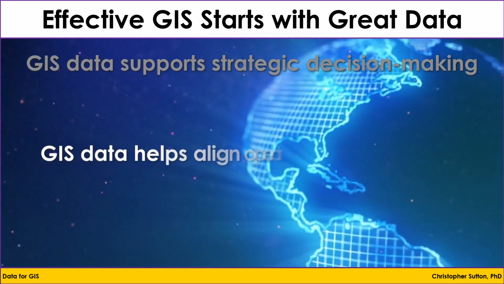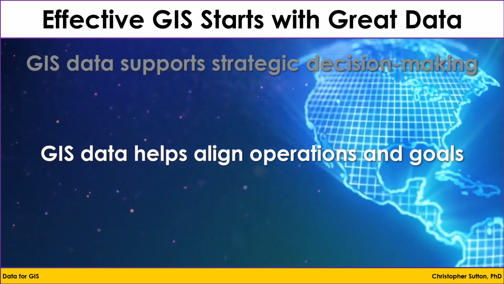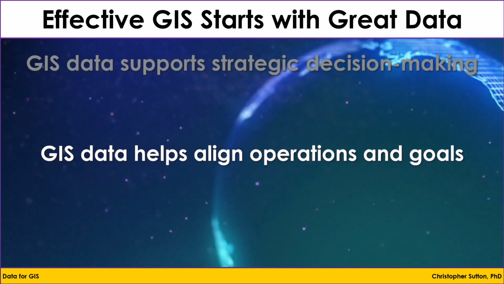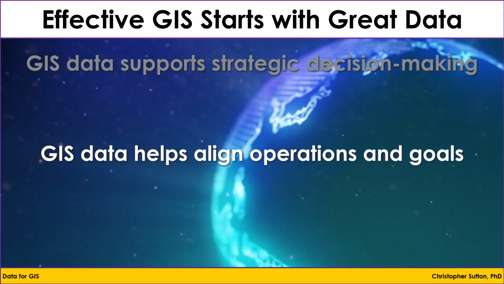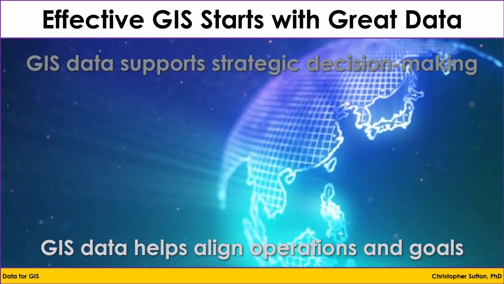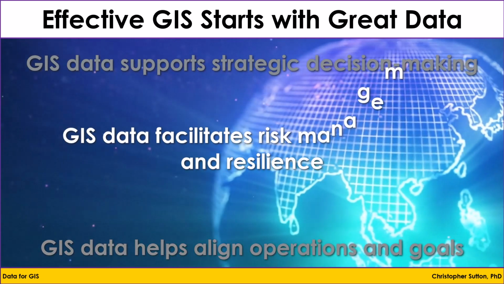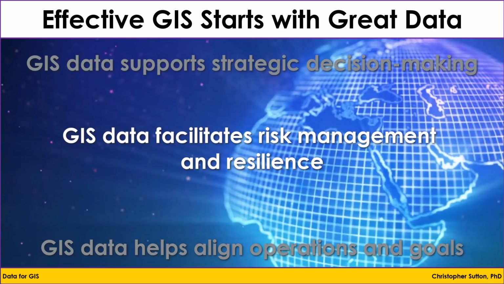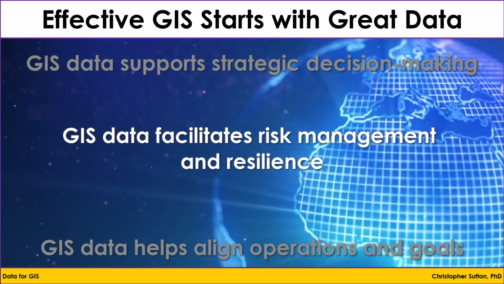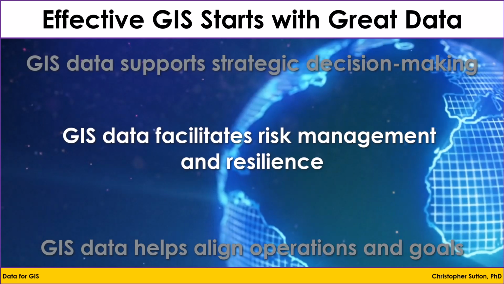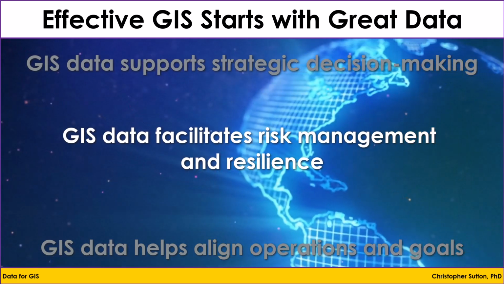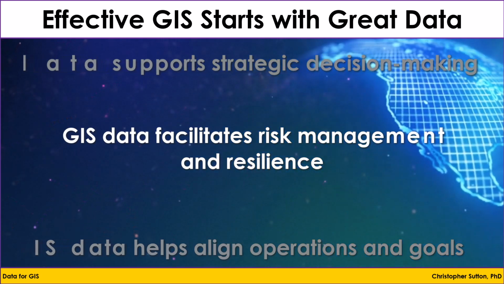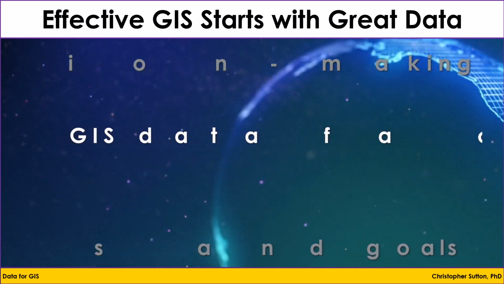Secondly, GIS data helps organizations align operations and organizational goals. Spatial data helps organizations allocate resources more effectively by identifying areas of need, opportunity, or risk. Thirdly, GIS data facilitates risk management and resilience. Organizations use spatial data to identify, assess, mitigate, and respond to risks while enhancing an organization's ability to withstand and recover from disruptions. GIS plays a critical role in spatially analyzing hazards, vulnerabilities, and responses.